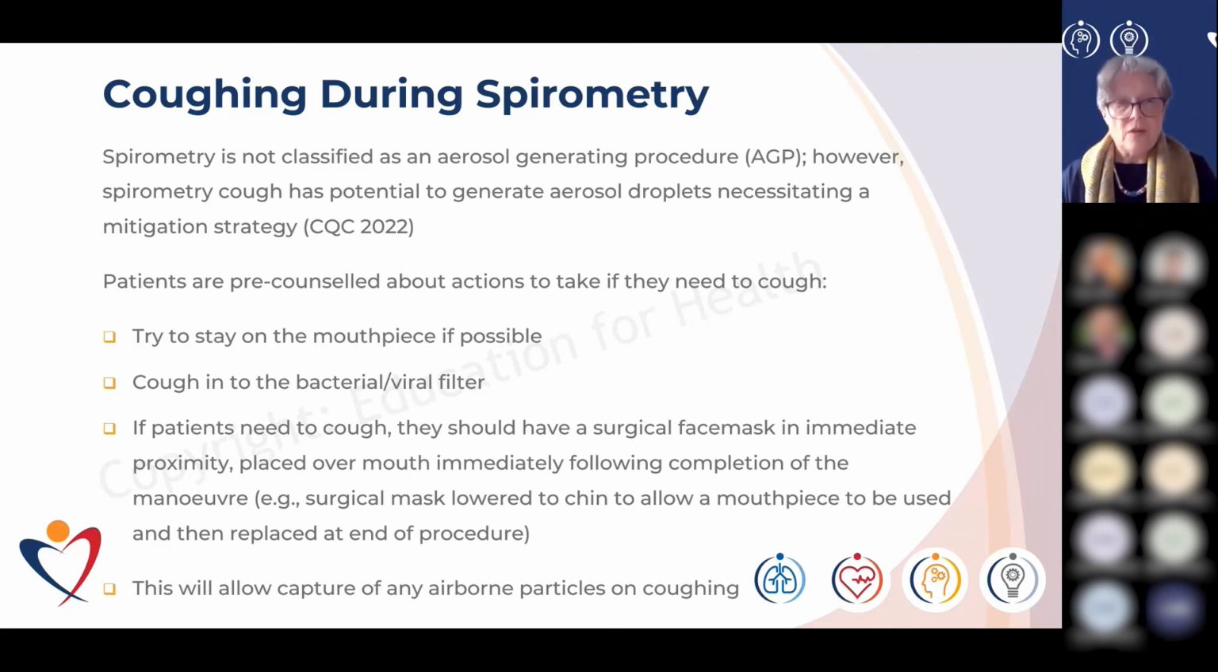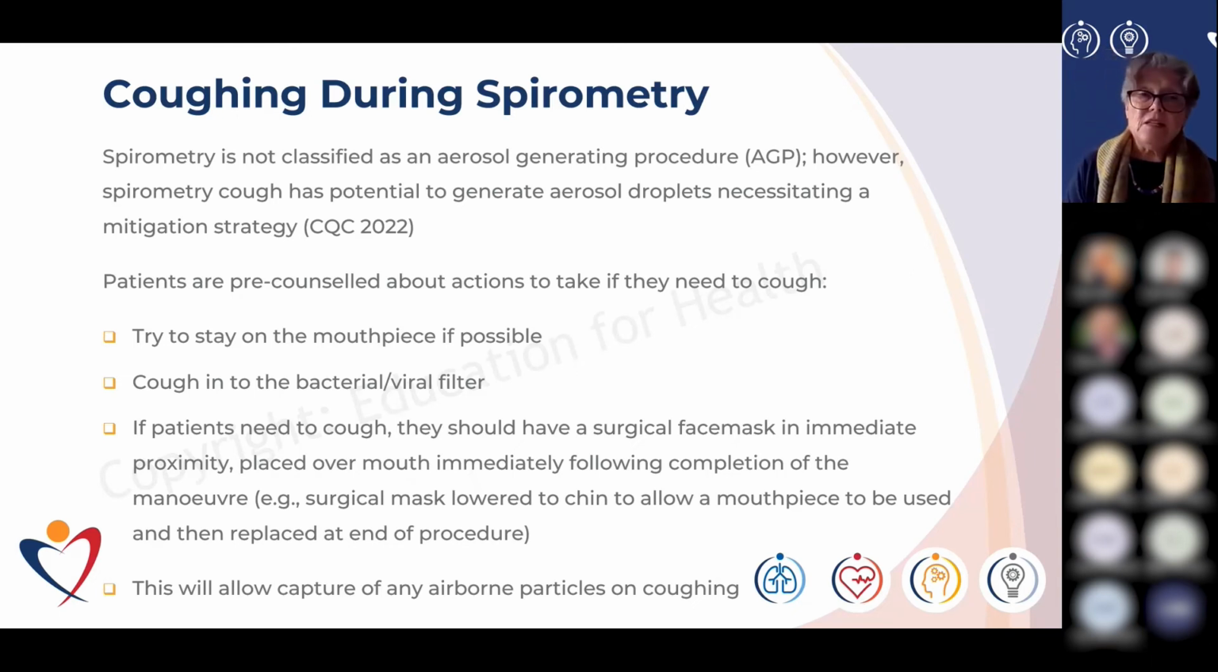Spirometry itself is not classified as an aerosol-generating procedure, an AGP. However, spirometry cough has the potential to generate aerosol droplets, so it necessitates a mitigation strategy. And that comes this year from the CQC, and it has been said before as well. Patients are pre-counselled about actions to take if they need to cough. So try to stay on the mouthpiece if possible. Cough into the bacterial viral filter.